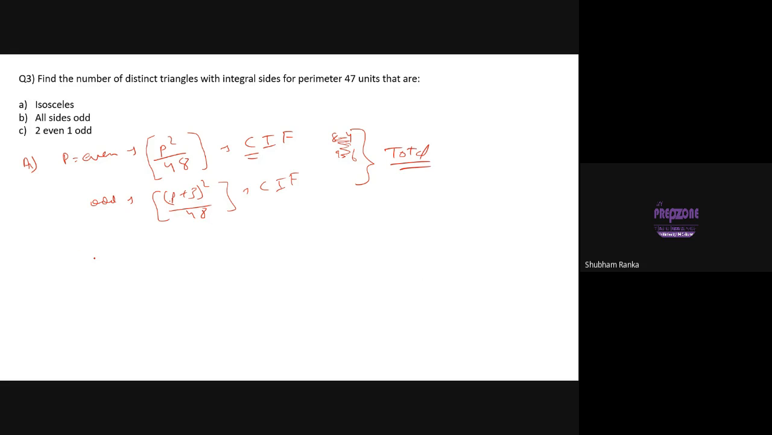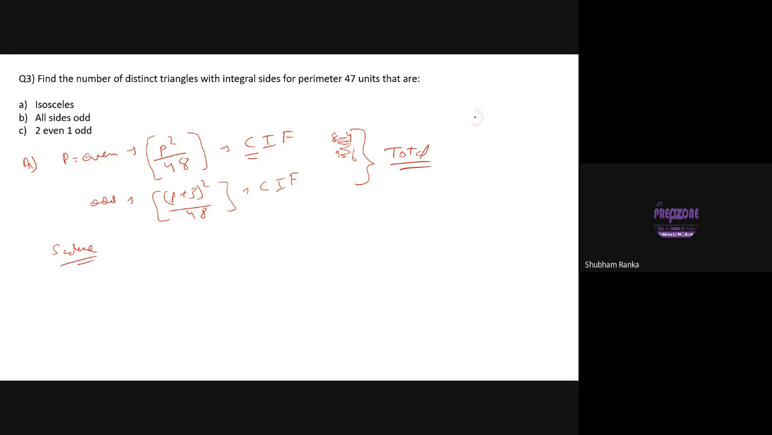If you want to find, out of these total, how many will be scalene triangles, like with all different sides. So, yeah. Can you explain it once more? Sure. So if the given perimeter is even, so for example, if the question is how many distinct triangles with integral sides are possible with a perimeter of 20? Now 20 is an even number. You just write 20 square by 48, calculate whatever it gives you, and take the closest integer to that.